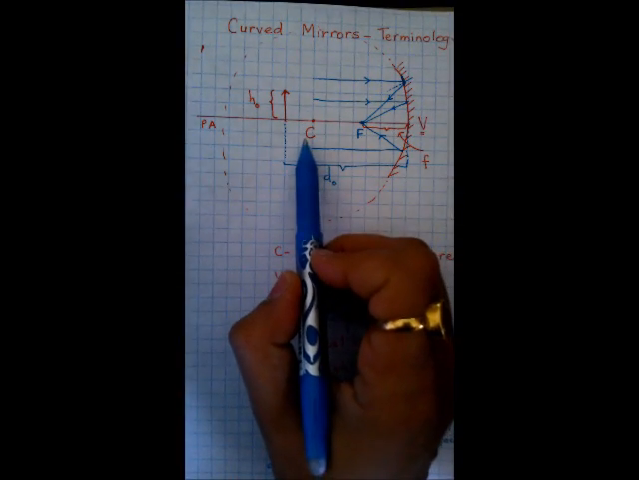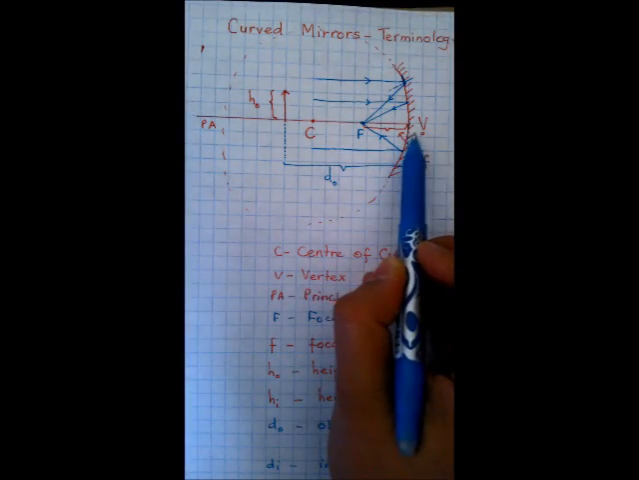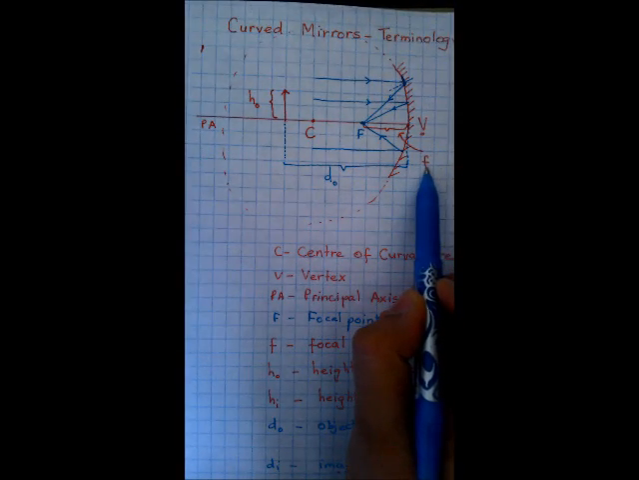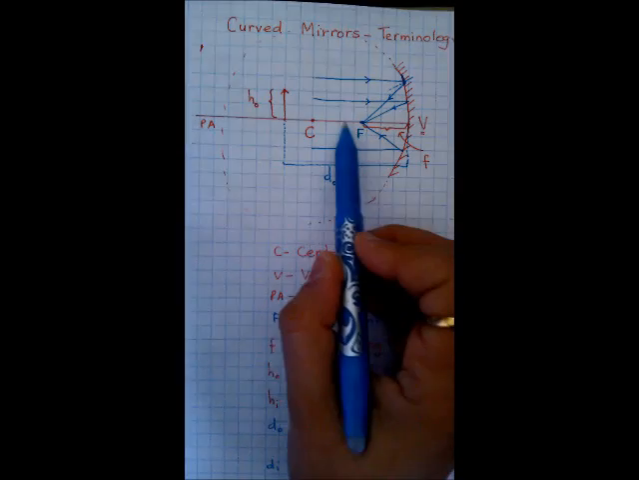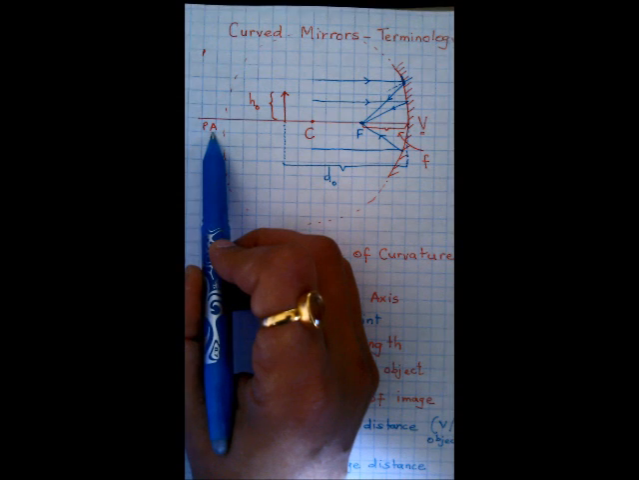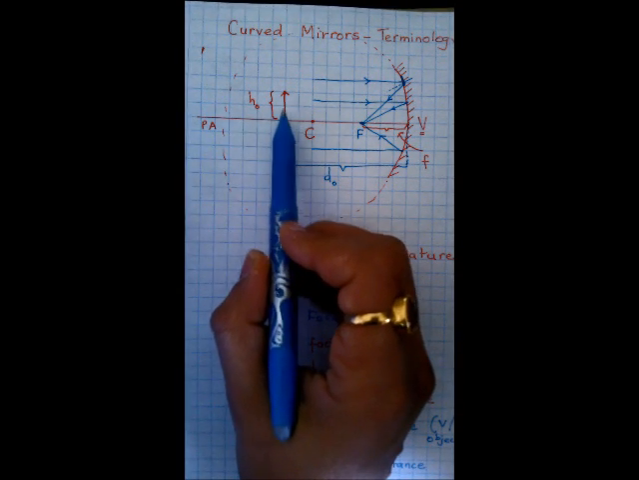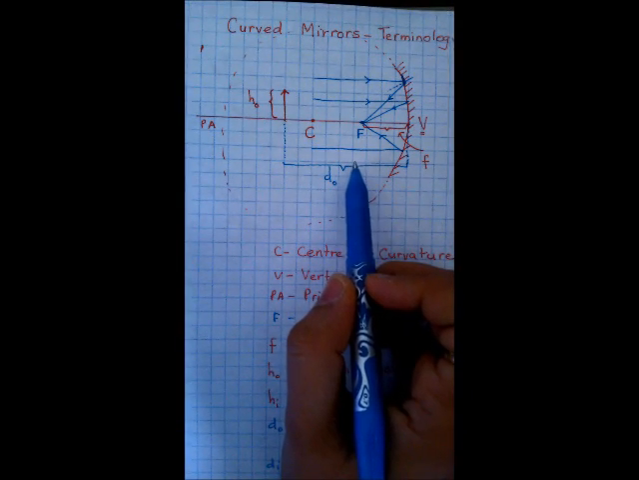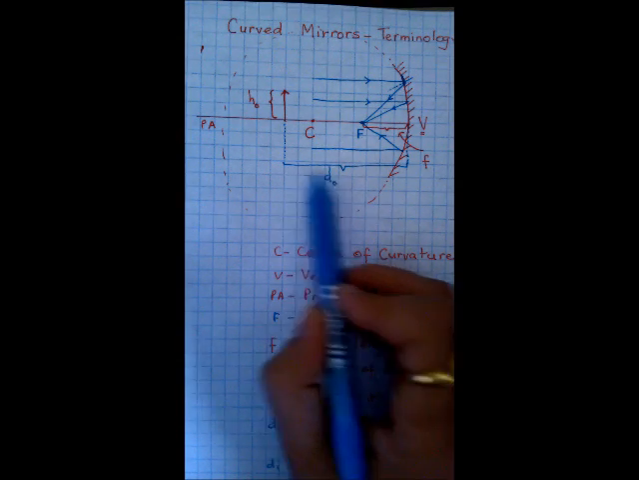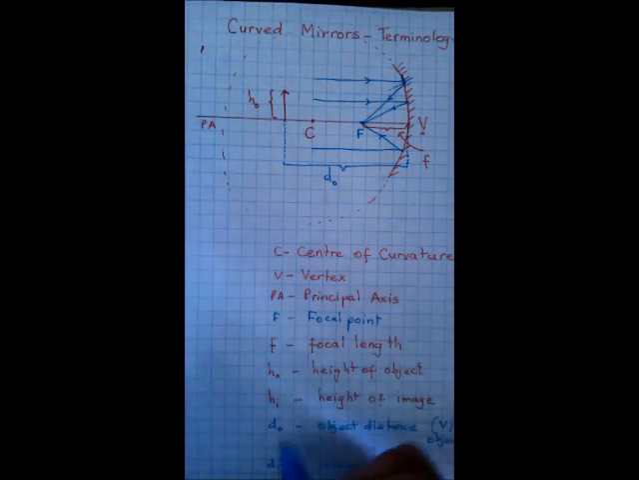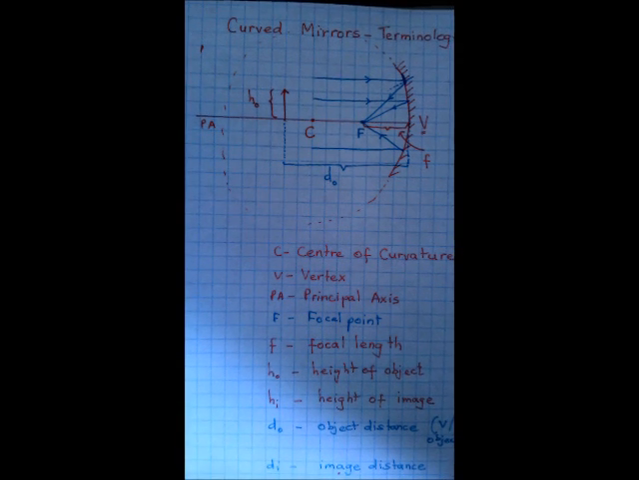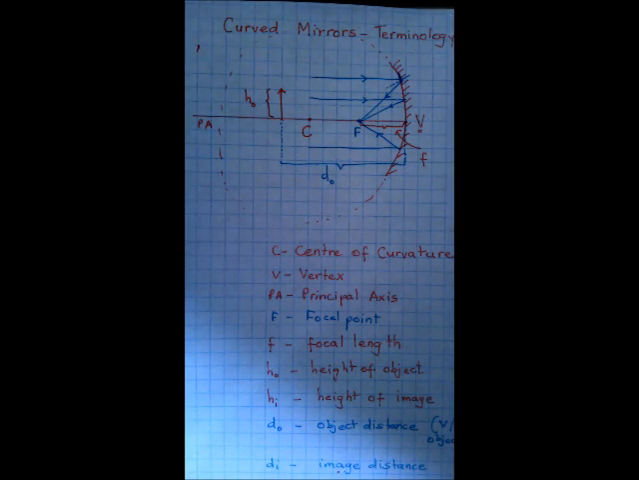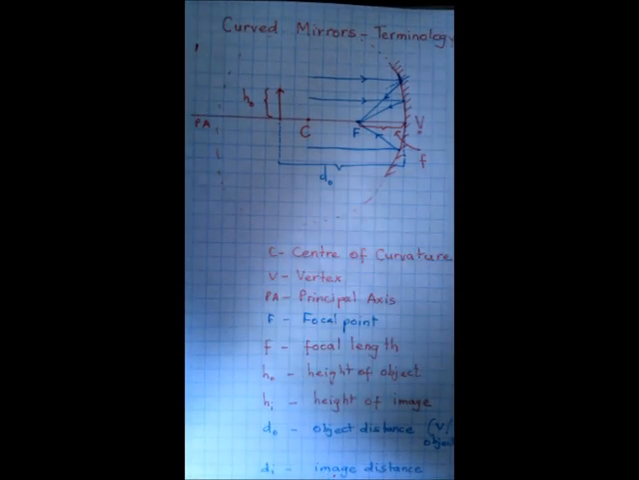Okay, so again, center of curvature, focal point, vertex. The distance between the focal point and the vertex is the focal length, the imaginary line between the vertex and the center of curvature known as the principal axis. Height of the object, HO, height of the image, which I have not shown in this diagram yet, HI. Distance between the object and the vertex, DO. Distance between the image and the vertex is represented by DI. We will in the next lesson use these words to draw our first ray diagram.